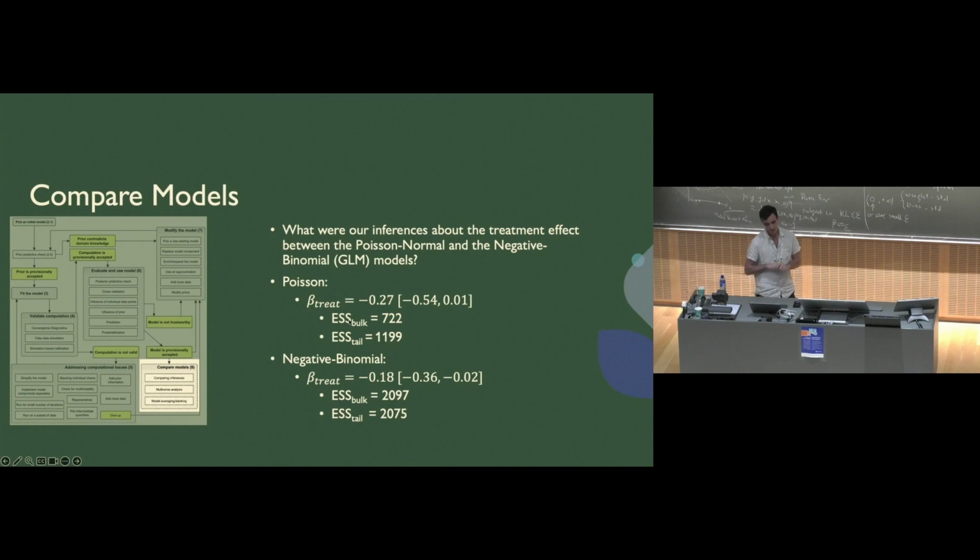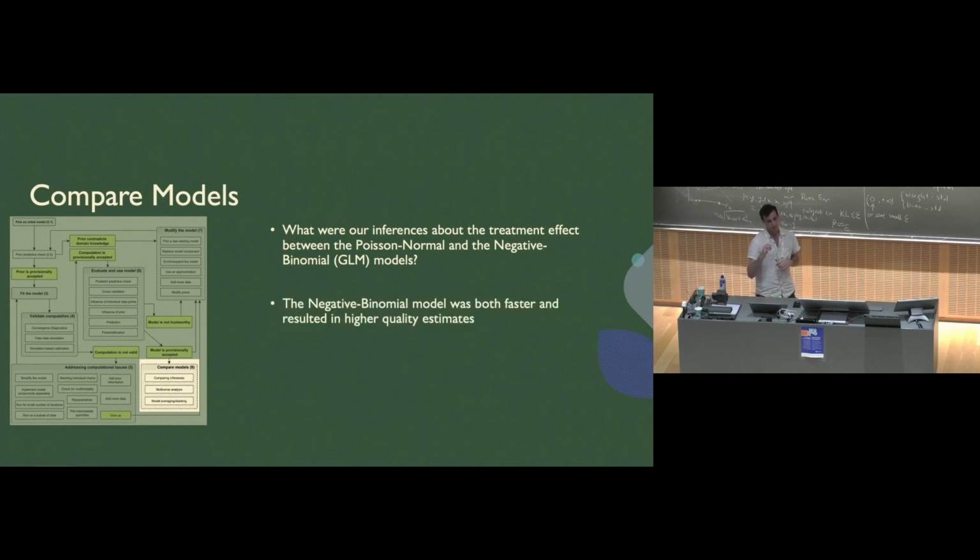But if we look at the same posterior, but from our negative binomial GLM, we can see that even though the mean isn't quite as negative, it isn't estimating as big of an effect, our estimates are much more precise, much narrower. We no longer go across such a wide range of estimates, and also the quality of our estimates are so much better. We're now looking at ESS of over 2,000 rather than 700. So we've ended up with a model that's both faster to estimate, and the estimates that we're getting out of it are of a higher quality. We have more confidence in the inferences that we're making.